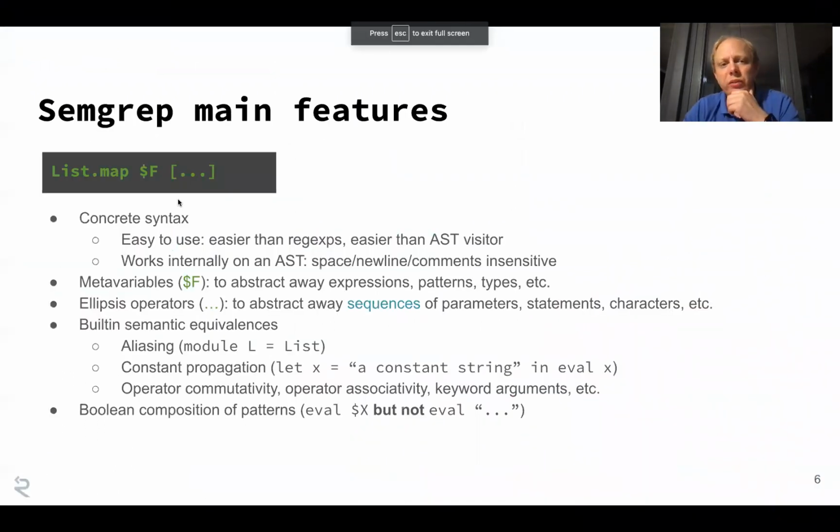So the main features of Semgrep, if I take back this simple example from the beginning, is that we use the concrete syntax. That is, it's easier to use than a regular expression. And actually, you cannot even express these code patterns using regular expressions, because the function argument to list.map can be arbitrarily complex with nested parentheses, and regexes are out of their reach for that.